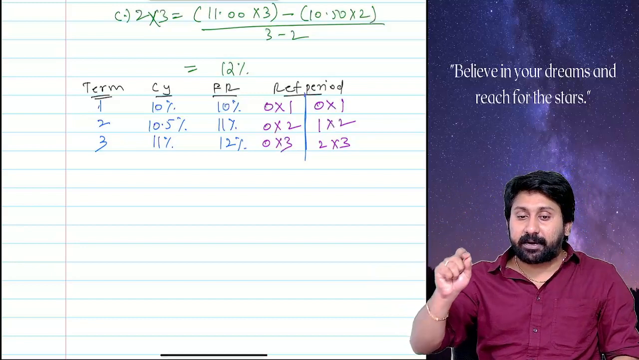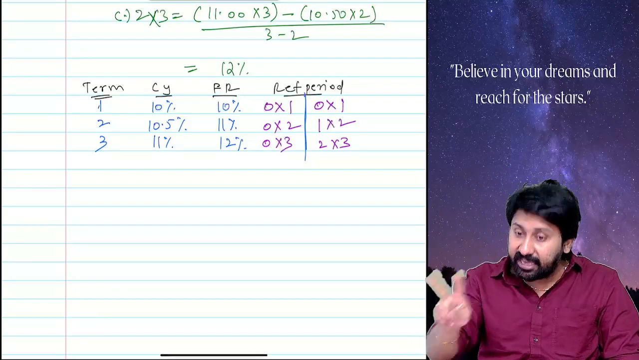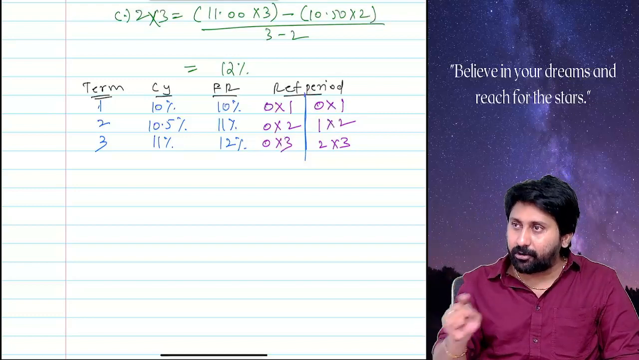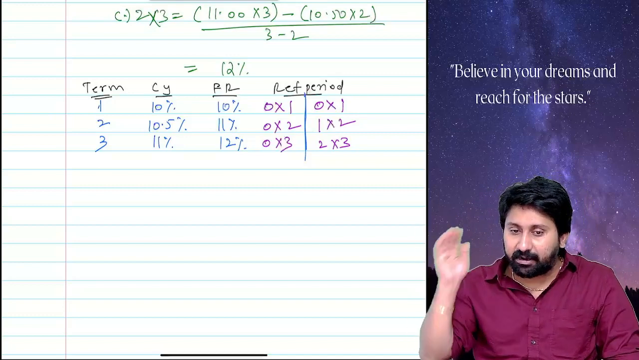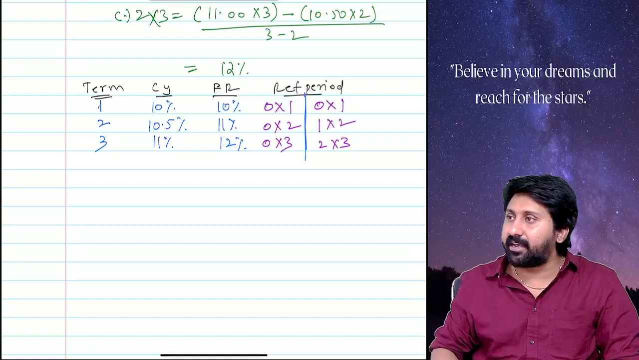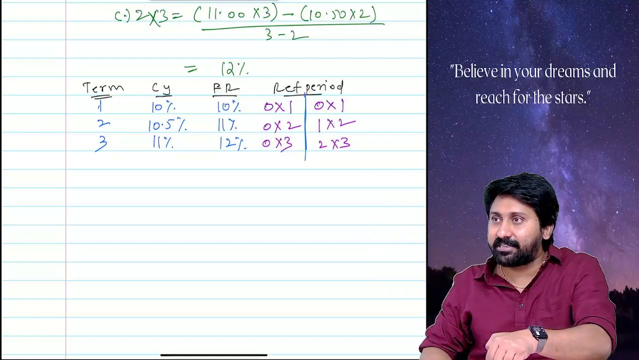The market is expecting how much in the first year? 10%. Second year, 11%. 10 plus 11 is 21. 21 divided by 2 is 10.5. That's how 10.5 came. 10 plus 11 plus 12 is 33, by 3 is 11. That's how that 11 came. 11 is an average, 10.5 is an average, 10 is an average.